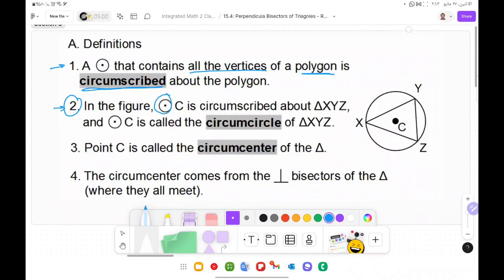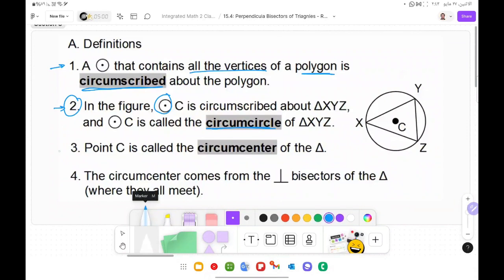Now in figure number 2, in the figure of circle C, this sign here, as I told you, represents a circle. If I have a circle, I can name it from the point in the middle. So if it's this point A, this is circle A. We give the name of the circle depending on the center of the circle. Now in the figure, circle C is circumscribed about triangle XYZ, and circle C is called the circumcircle. The circumcircle is just the name of the circle that has a polygon inside.